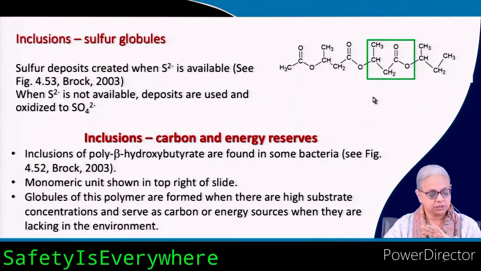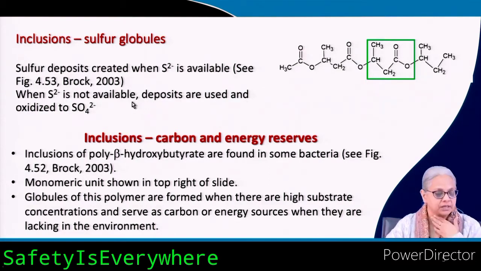We also have another one which I'll come to. When sulfide is not available in the environment, you have certain bacteria, the sulfur bacteria, which can use these deposits and oxidize them to sulfate. So sulfur oxidizing bacteria will be able to create these sulfur globules.